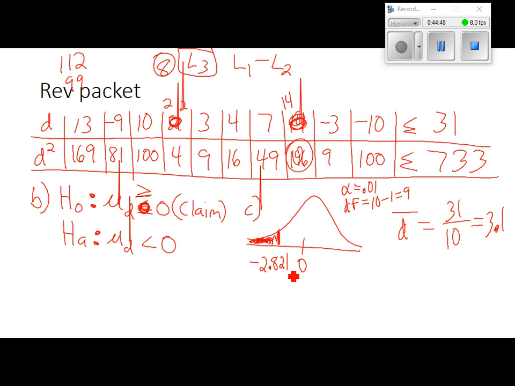Now to find our T, our test statistic that we're going to test over here, you can go back and use your calculator. Since you put them in the list, go to stat, test, and which one is it? It's just the T-test. Hit enter.